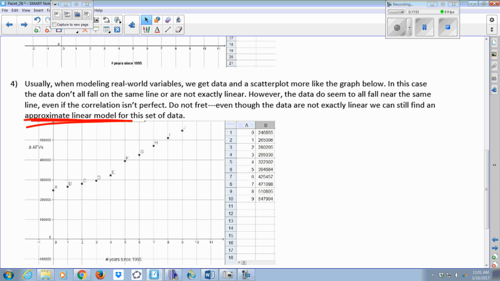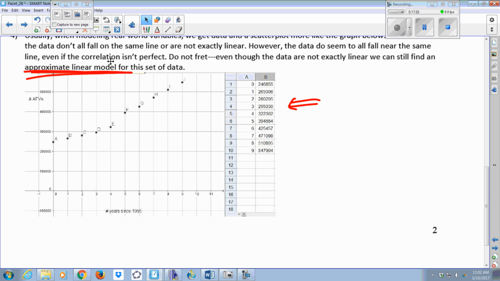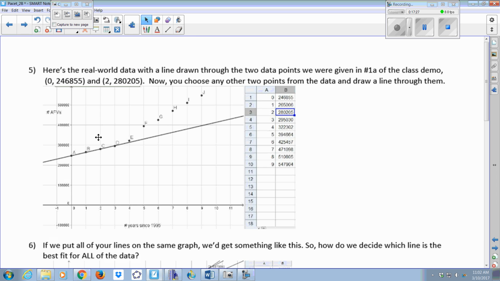So I want to keep emphasizing, we have the real data right here. Our model is not going to predict it exactly. If things continued like this, maybe we'll get a pretty good estimate. But maybe after this they started to decrease, or maybe they increased so much that the line isn't going to be a good predictor. We don't know. So let's take a look at number 5.